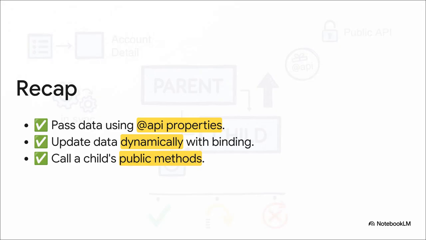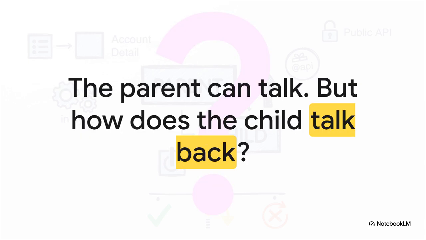All right, let's do a quick recap. We saw how to use the @API decorator on properties to pass data down. We saw how to make that data dynamic through binding. And we saw how to use @API on methods to let a parent trigger actions in its child. Pretty cool, right? So, we've totally nailed how the parent can talk down to the child. It's like the parent has a megaphone. But that brings up a really obvious next question, doesn't it? What happens when the child needs to send a message back up? How does it tell its parent that something important just happened? Well, that, my friends, is a topic for our next explainer.